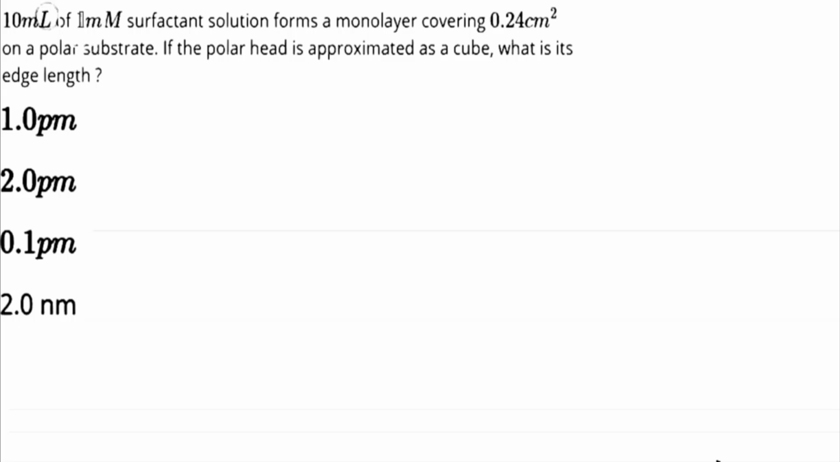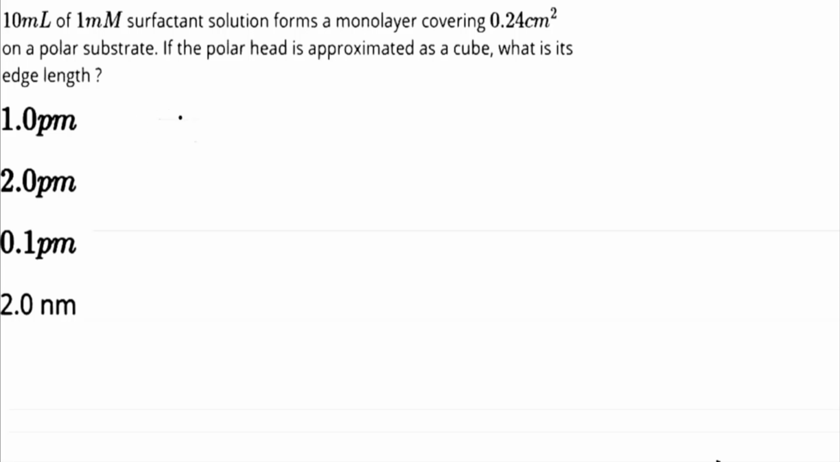10 ml of 1 millimolar surfactant solution forms a monolayer covering 0.24 centimeters square on a polar substrate. If the polar head is approximated as a cube, what is its edge length? Wow, an interesting question. So let us move on.